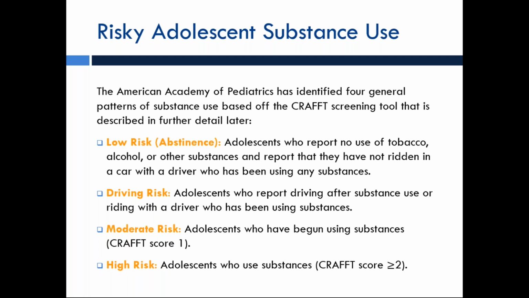Then there is driving risk, because it is, of course, a risk to either be under the influence and driving or riding in a car with someone who has been using, even if you yourself have not been using. There is moderate risk. That's for adolescents who have begun using substances. That's a CRAFFT score of 1. And then high risk are adolescents who use substances and are scoring a 2 or above on the CRAFFT. So that's usually deemed a positive score, a 2 or above. But it's still some risk if an adolescent is scoring 1, which really doesn't say that an adolescent should not have any form of intervention if scoring under a 2. So we will get into that a little bit later.